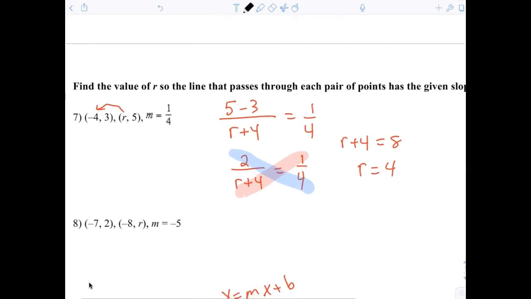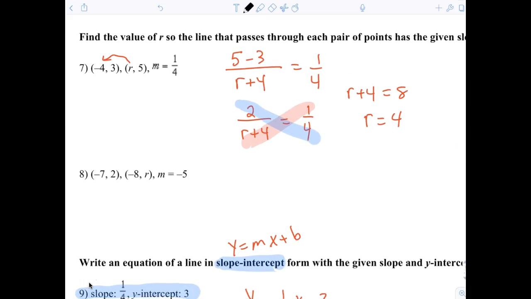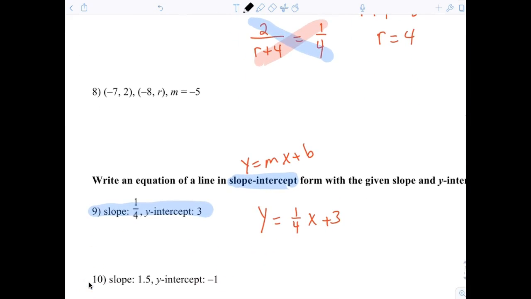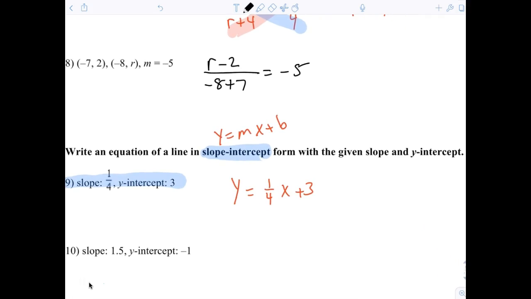All right. Now, again, here's what caused some people some trouble on the IXL. All right, so let's review this. R minus 2 over negative 8 plus 7 equals negative 5. That one's kind of easy. The reason why it's easy, all right, we would say is that R minus 2 over negative 1 equals negative 5. So everybody agree?